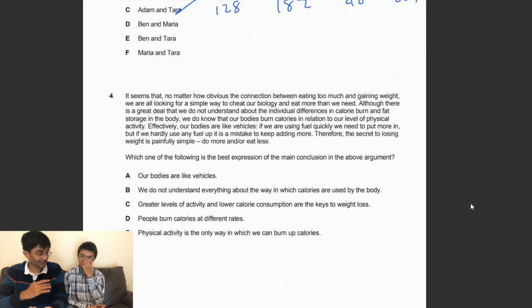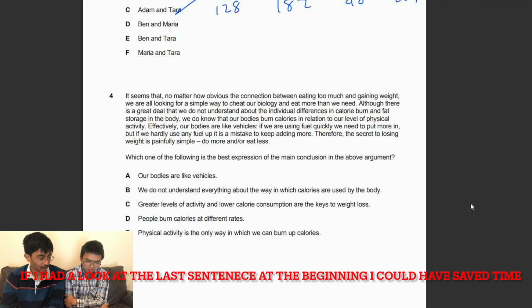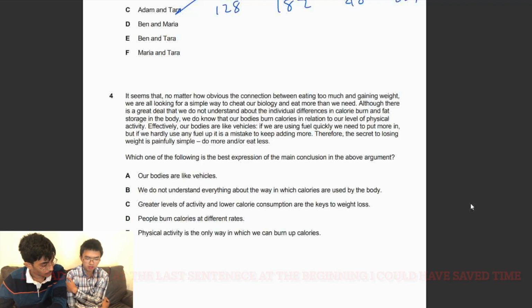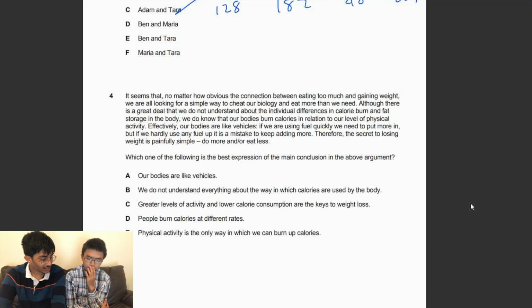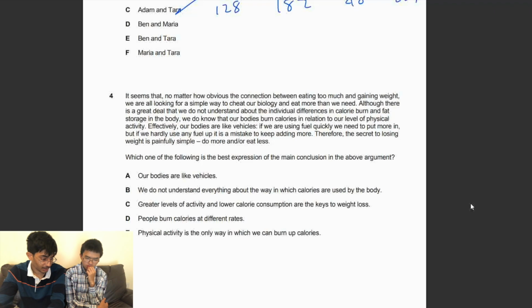It's just like, okay. It seems like which of the following is the best expression of the main conclusion of the argument? Great. Okay, so I have to skim read it and have a look at the last sentence. It seems that no matter what is the connection between eating too much and gaining weight, we're looking for a simple way to cheat ability and eat more than we need. Do you know the body burns calories in relation to the physical activity? Vehicles. Therefore, the secret to losing weight is plain and simple. Do more and or eat less. Our bodies are like vehicles. It does say about vehicles there, but I don't know if it's the main conclusion.